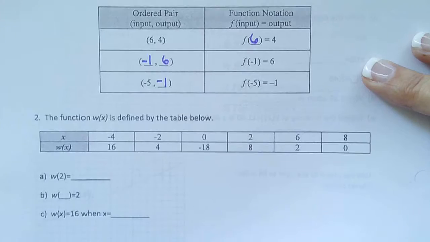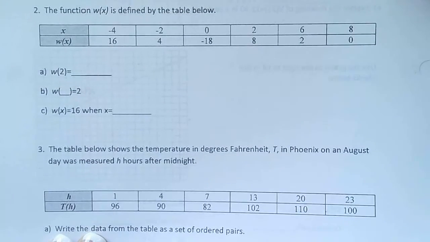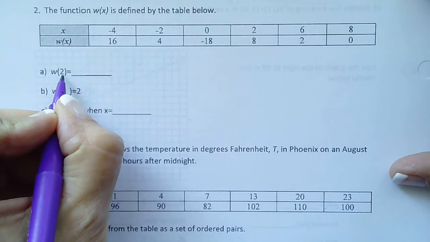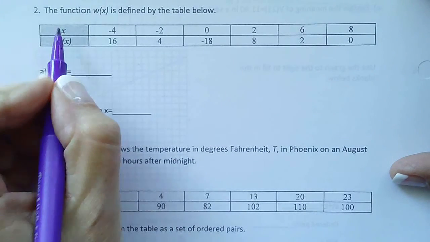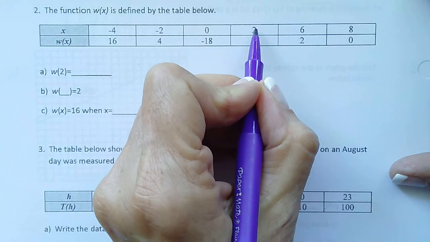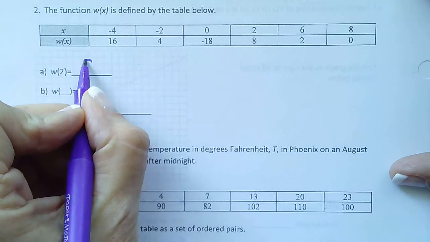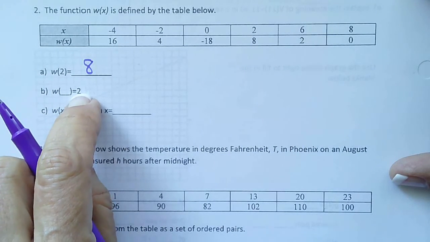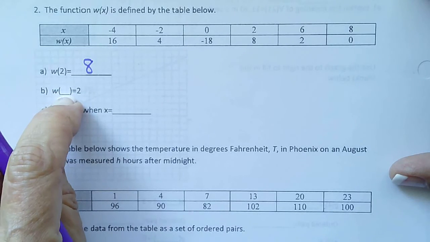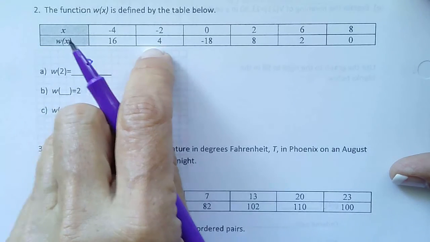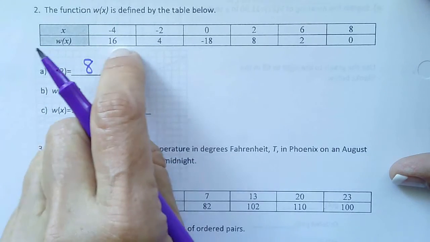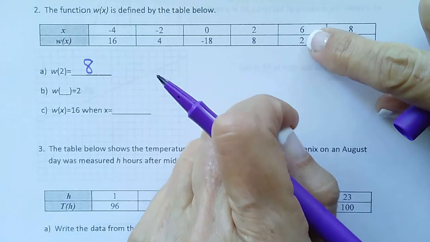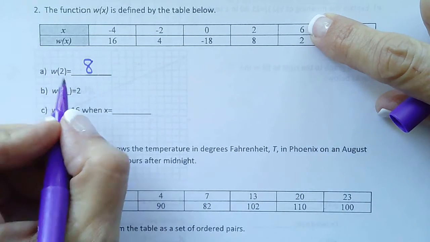So that's just a review of what we did in the last section. This says when X is 2, what's Y? 8. This says when Y is 2, what's X? Because they're asking for what's inside parentheses. So when Y is 2, X is 6.